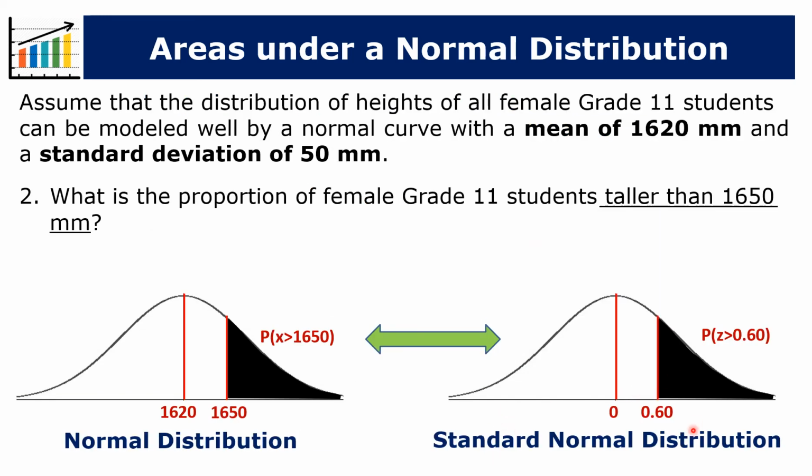Now, since the area of this is 0.2742, the same lang sila din ng area nito in our normal distribution. So 0.2742 pa rin. So in this case, the proportion of female grade 11 students taller than 1,650 millimeters is 0.2742, or 27.42% of female grade 11 students are taller than 1,650 millimeters. So, yun yung ibig sabihin nito.